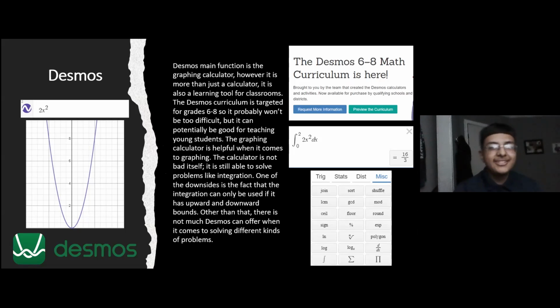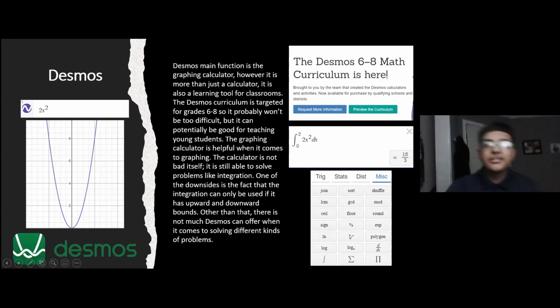Desmos, as you can see on the left, has a graph. The main function of Desmos is the graph. It's not the only thing, but there's also other stuff you can do. You could do integrals, as you can see to the right. The only problem is you can only have upper and lower bounds. I've tried it. You cannot do it without the upper or lower bounds.